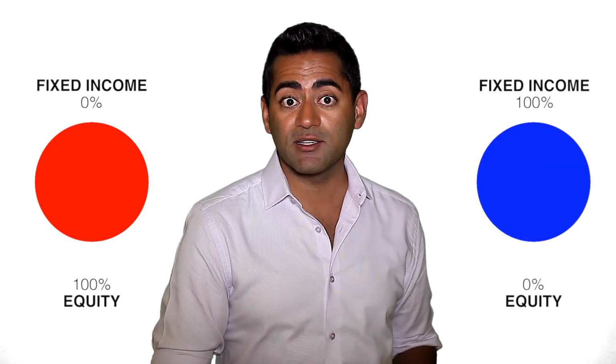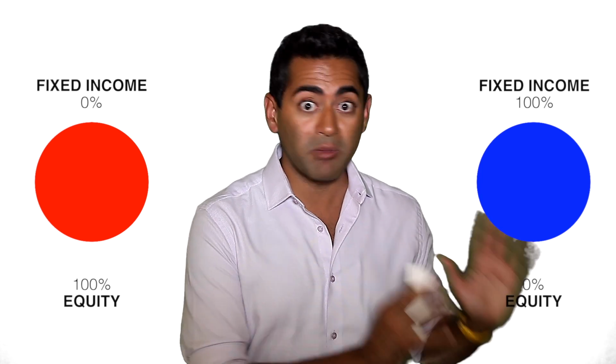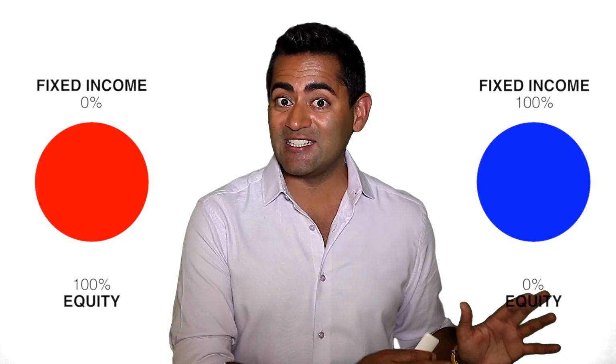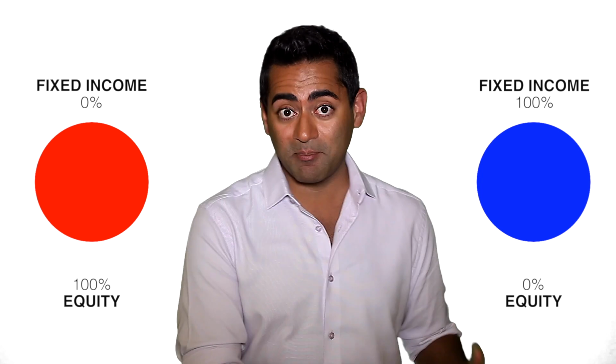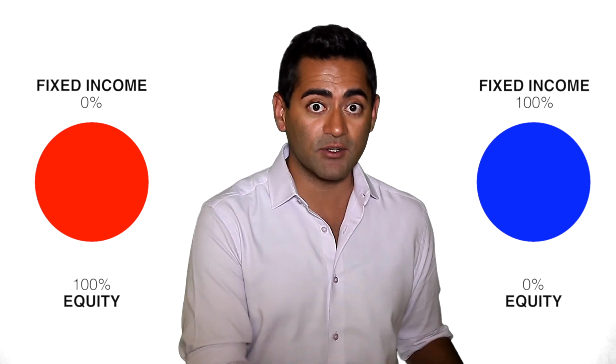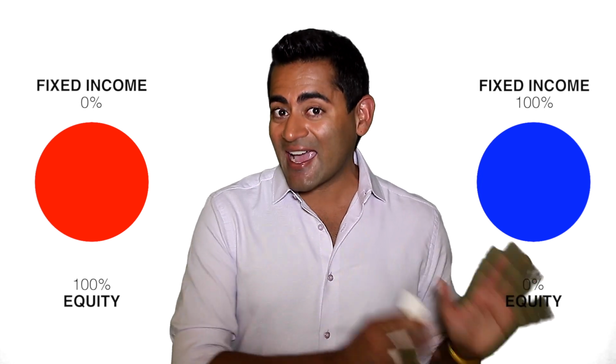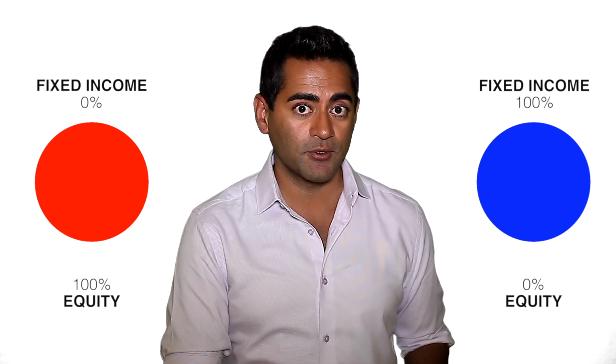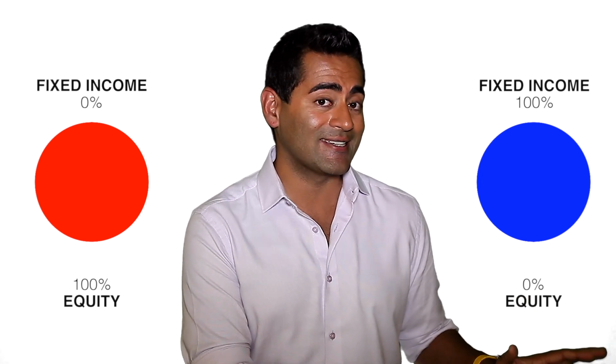The asset allocation of that portfolio is 100% equity. On the other extreme, you could have a portfolio that is 100% fixed income. It's all bonds. That portfolio is generally going to look pretty pedestrian in comparison. It's going to be low risk and low return in general. Now, the asset allocation of this portfolio is 100% fixed income.